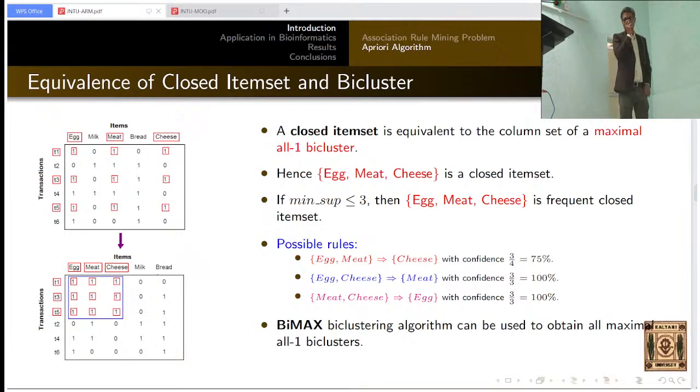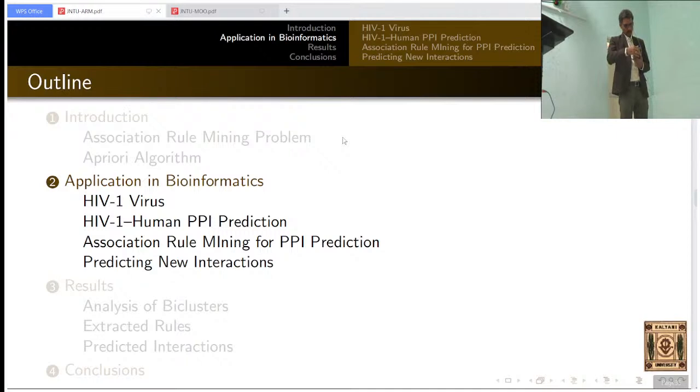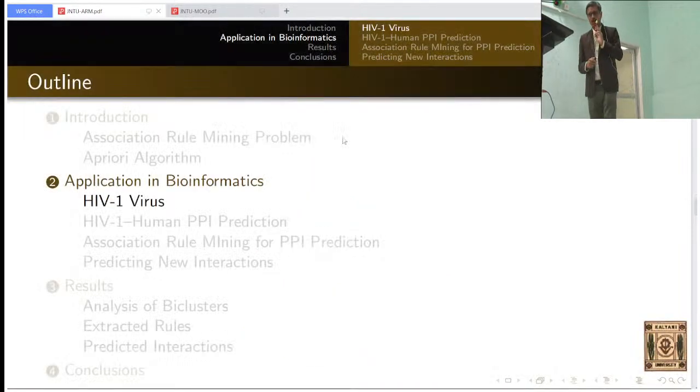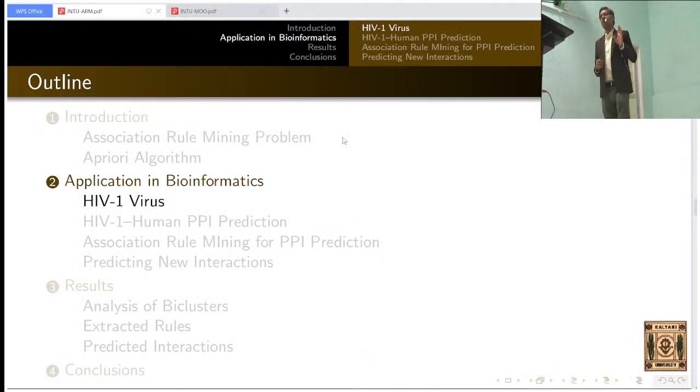So let us go to the application quickly again. Okay, again 15 minutes. We have already discussed this in the last session. This application is a computational approach to predict protein-protein interactions.